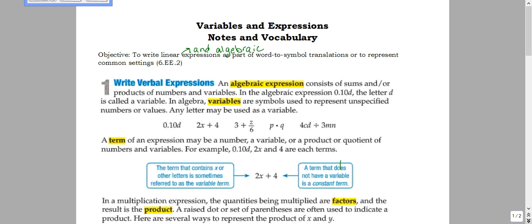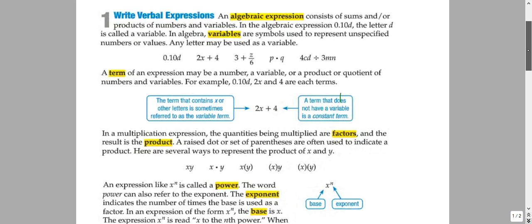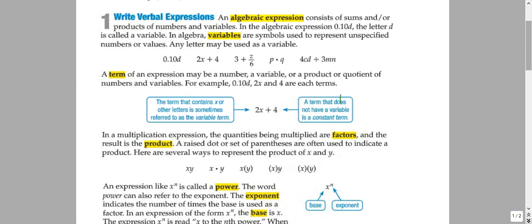The objective for this section is to write linear and algebraic expressions as part of word-to-symbol translations or to represent common settings. I did throw in algebraic there because we're not just dealing with linear expressions, and I'll explain that a little bit later. This first part deals a lot with vocab. These first two vocab we've actually already talked about, but I'm going to stop for a minute and go a little bit more in depth with them.